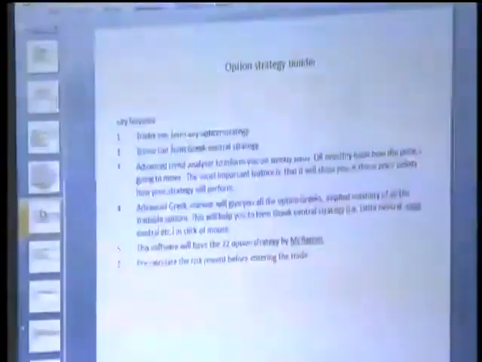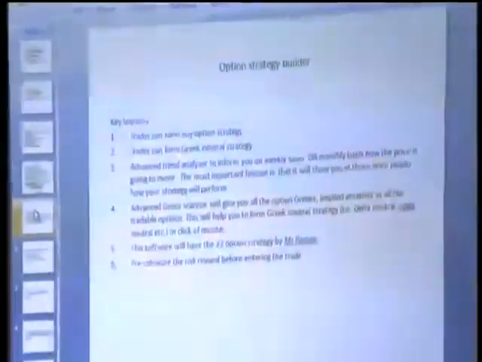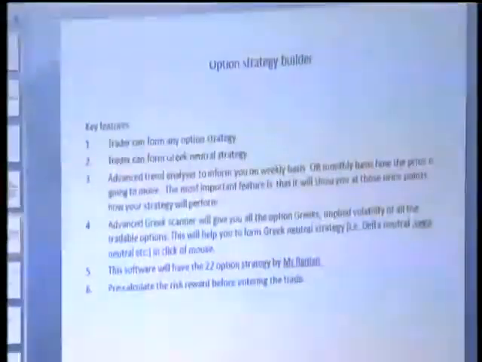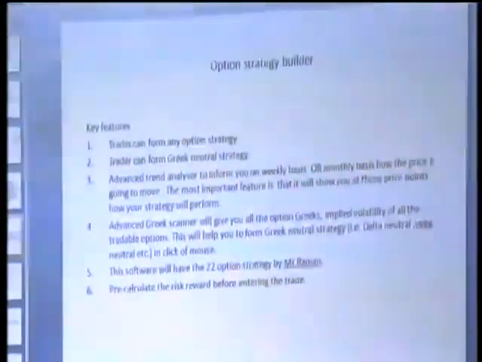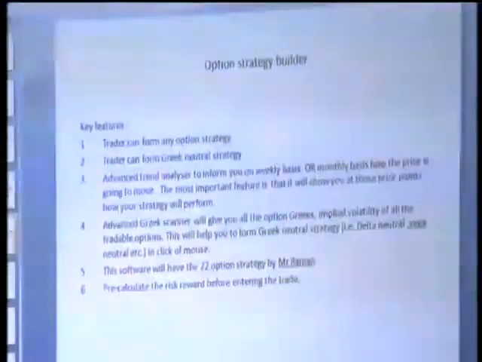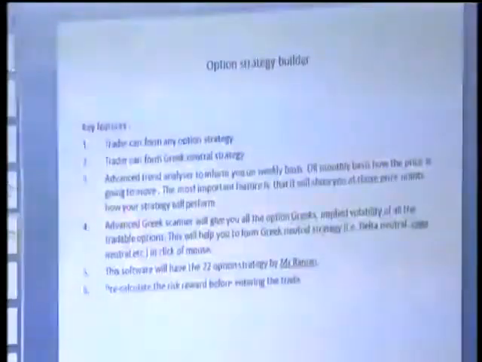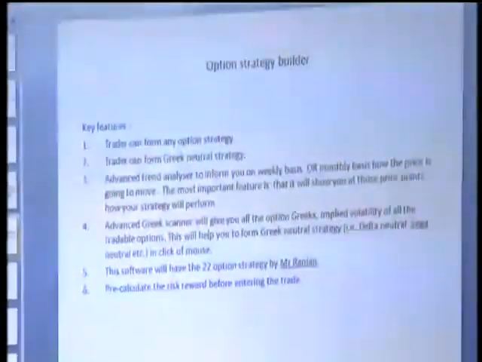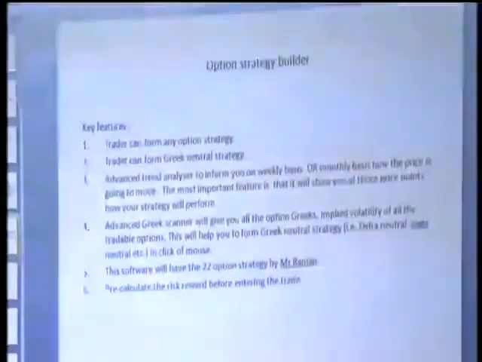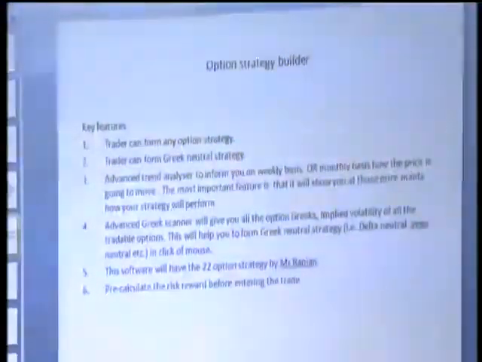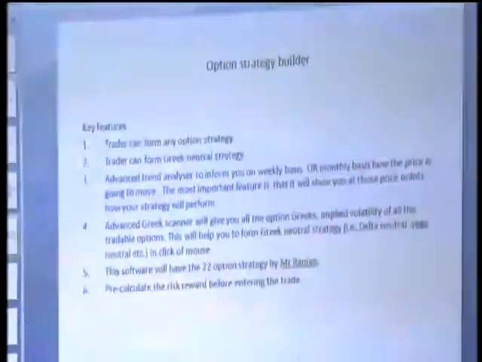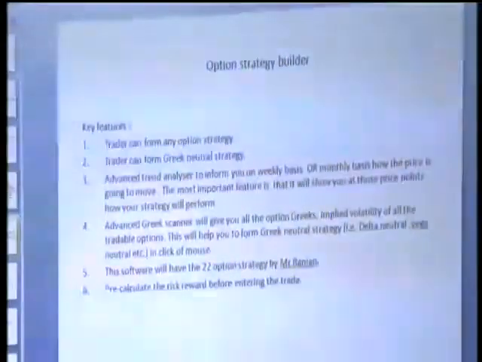Option strategy builder, these are the key features Mr. Ranjan has shown you just now. You can form any kind of option strategy. You can form Greek neutral strategy, and an advanced trend analyzer informs you on a weekly and monthly basis how the price is going to move. The most important feature is that it will show you at those price points how your strategy will perform. Advanced Greek scanner will be available, and 22 strategies are well programmed there. You can pre-calculate the loss, risk and profit potential of your strategy before entering the trade itself. These are the key benefits of the option strategy builder.